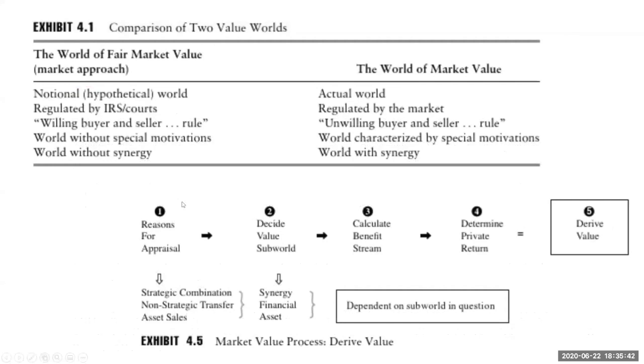So again, sorry, I should have put a line in between the two, but the top part is basically telling you the difference between the world of fair market value versus the world of market value. And again, like you see there, market value, when we're talking about two private businesses coming together, synergy matters, special motivations, goodwill, things like that, that matters in this kind of world. And then the bottom chart there, for the sake of time, is going to illustrate basically how we derive market value, which I'm going to get into on the next slide.